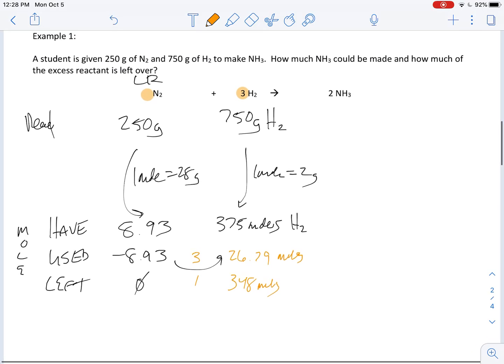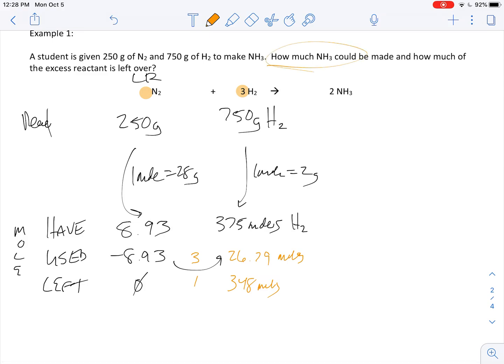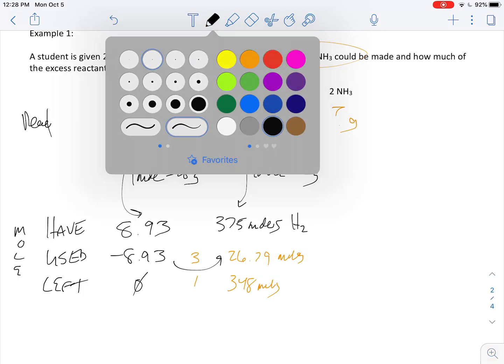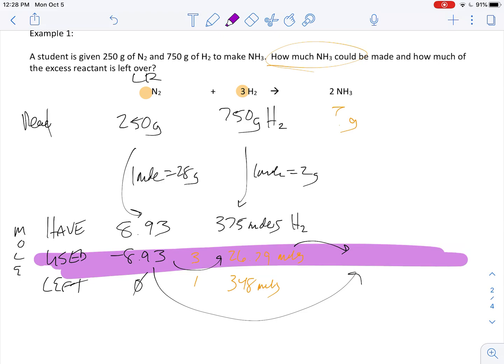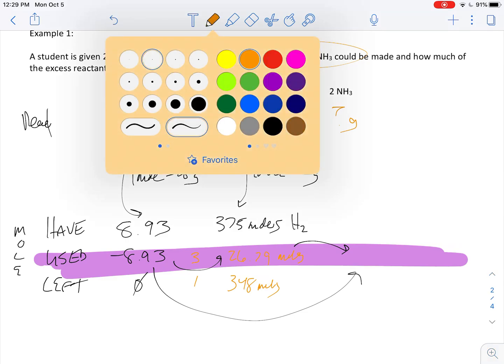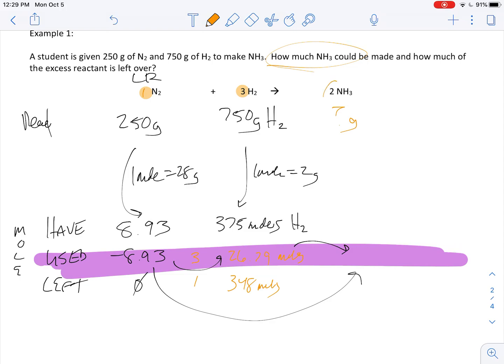Now, the question is asking how many grams of ammonia can be made. So if I want to know grams here, all I have to do is either pick the 8.93 or the 26.79, because again, the used line is the one that's important. The used line is important. That's the one that you're going to be able to use left and right from. So from the nitrogen over to the ammonia, so from here 1 to here 2, I could do a 2-to-1 ratio, or if I'd prefer, I can go from here over to there.